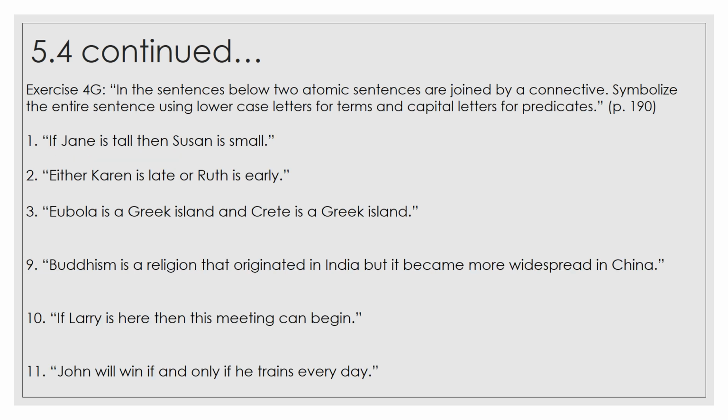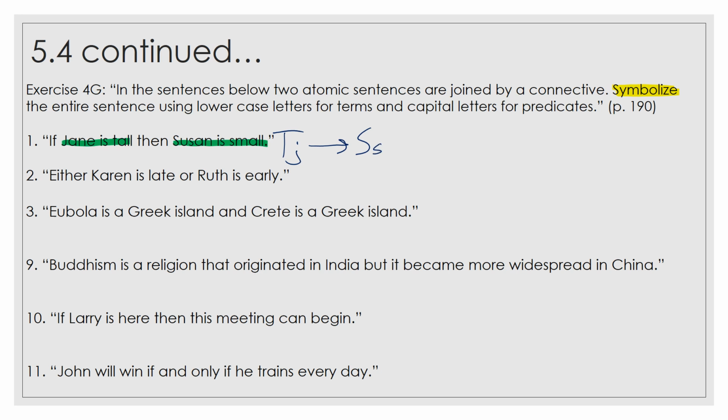One more exercise, and we'll be doing some symbolizing. This time we'll have 2 atomic sentences that are joined by a connective. Number 1, if Jane is tall, then Susan is small. So we have 2 atomic sentences. The first atomic sentence is Jane is tall. The second atomic sentence is Susan is small. And they are joined together by conditional. Tall is the predicate. Jane is the subject. We have a conditional, so we have an arrow. Susan is the subject. Small is the predicate, so big S for small is the predicate, and little s for the subject, Susan.